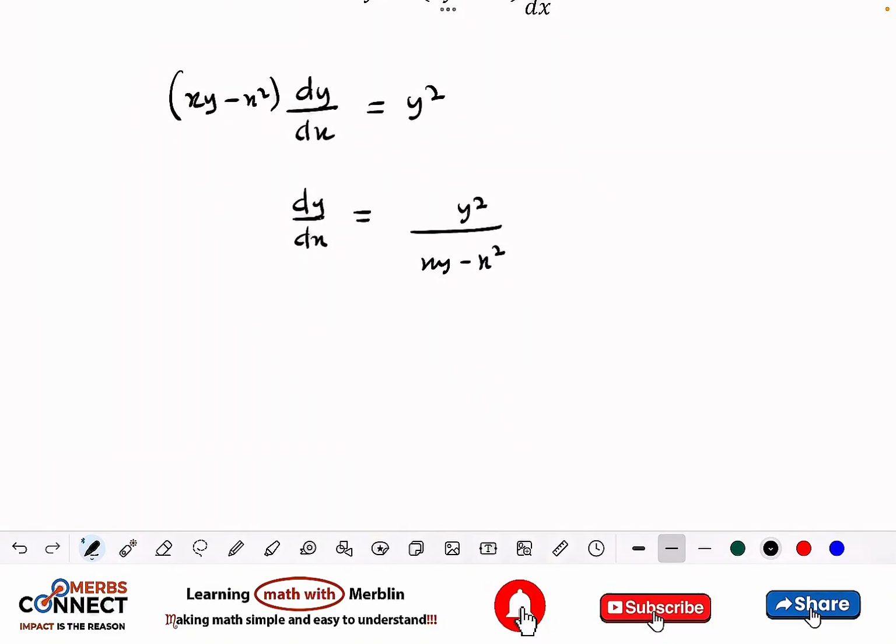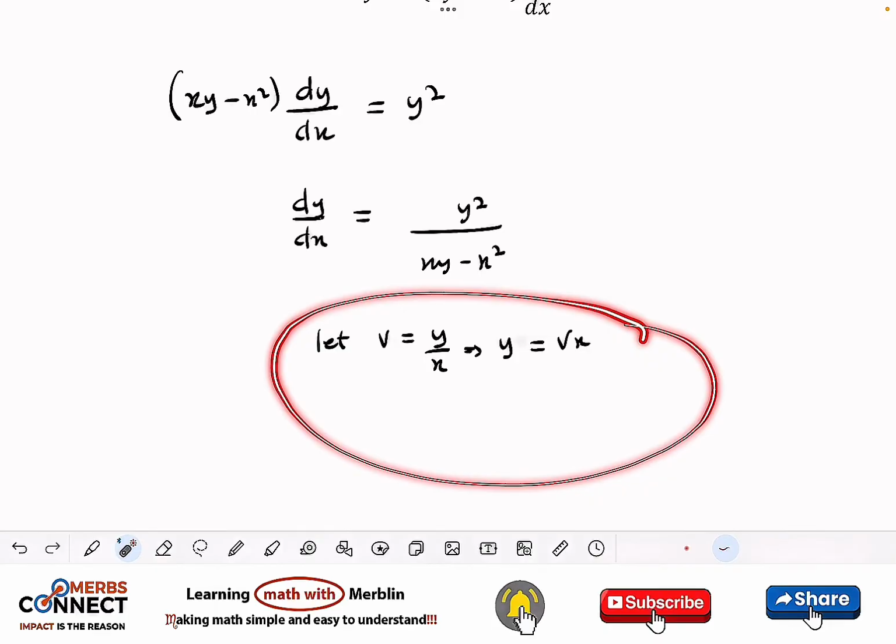So for the Vn substitution, we let Vn be equal to y over x. Practice will make you remember the procedures. And then this implies that y is equal to Vn x, and you see that everything that we are doing here, this step is constant.